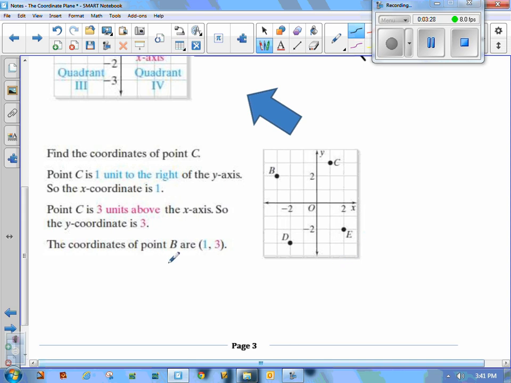Point C is 1 unit to the right of the y-axis, so the x-coordinate is 1. Because we start here at the origin and we always go x before y. Think about it alphabetically. We are going to go over 1, and then we are going to go 1, 2, 3 up along the y-axis. So the first coordinate was the 1, which is the x, and then the second coordinate where we ended up was the y-coordinate. And those correspond with starting at the origin, going over 1, and going up 3.